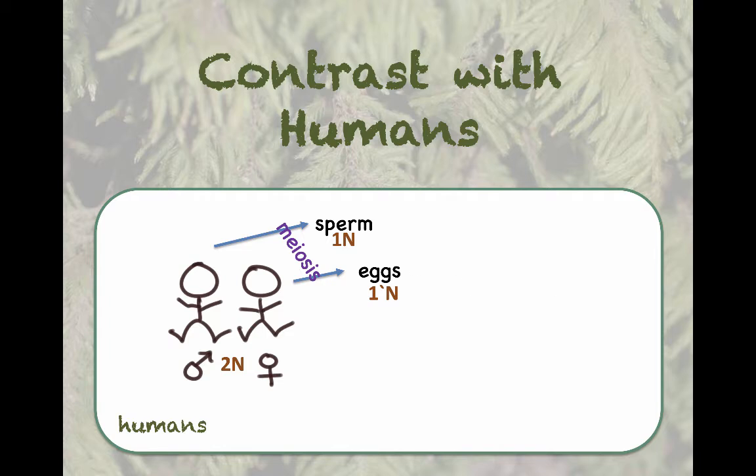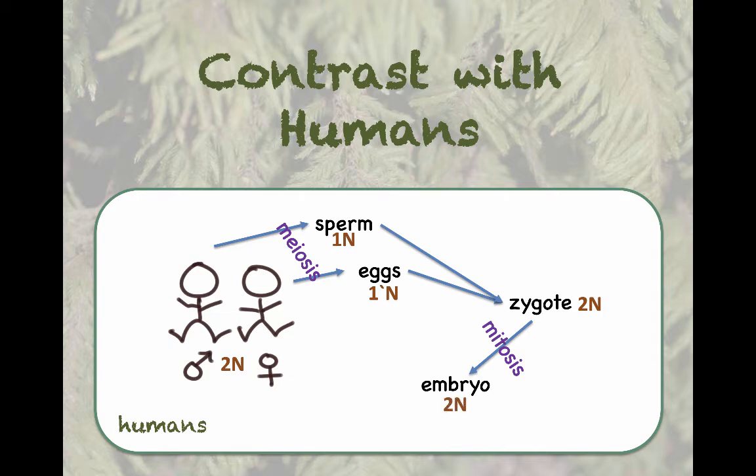Okay, the eggs and sperm fuse together to produce a zygote, and the zygote, of course, has one complement from the sperm, one complement from the egg, and so it would be diploid. So we're back to the diploid state, and that zygote will develop into an embryo by mitosis, so it's going to be diploid, and that embryo is going to develop into another human. So we really only have one generation, us. Okay, I hope that makes sense.